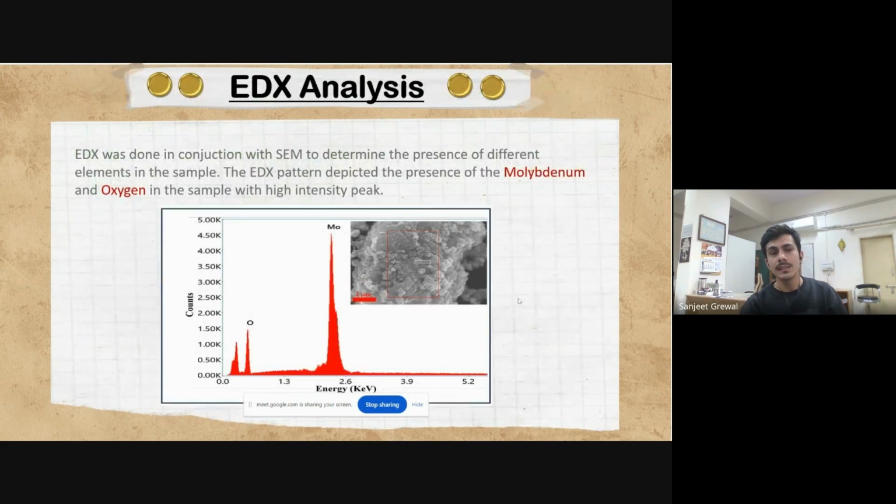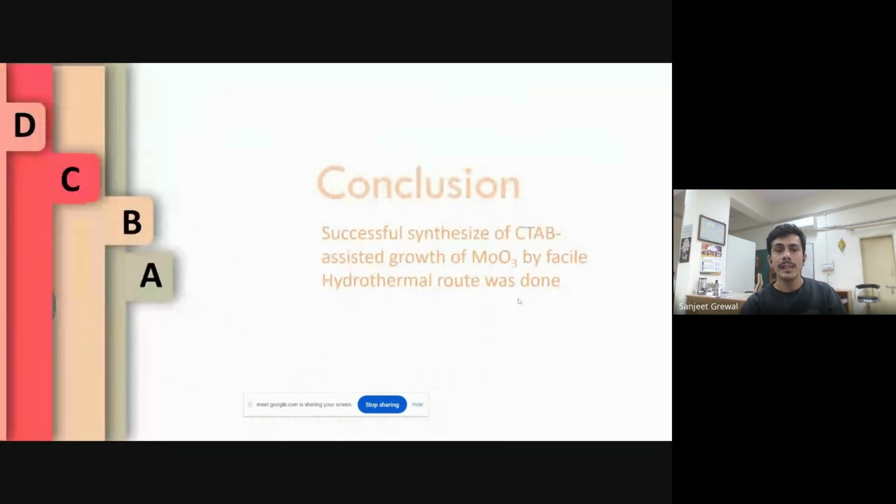EDX analysis was done in conjunction with SEM to determine the presence of different elements in the sample. The EDX pattern depicted the presence of molybdenum and oxygen with high intensity peaks.